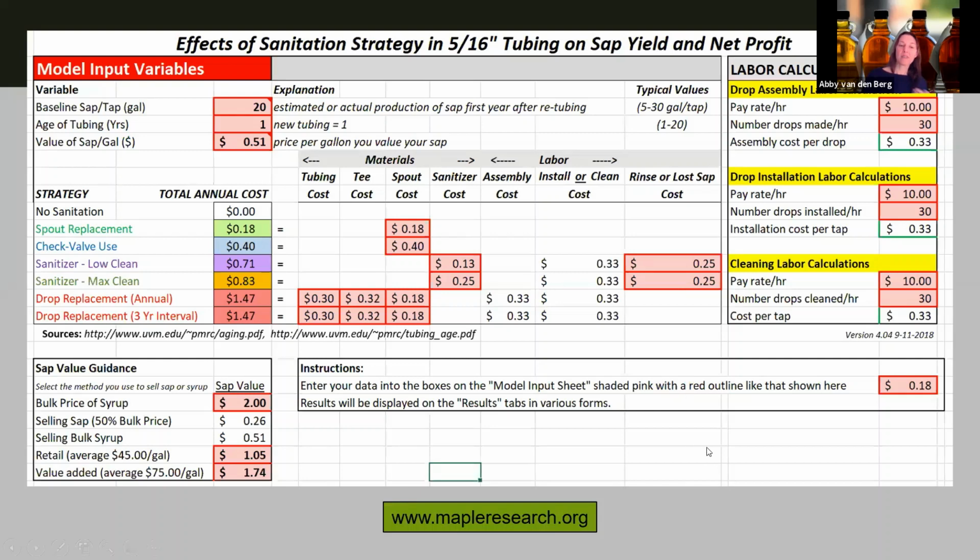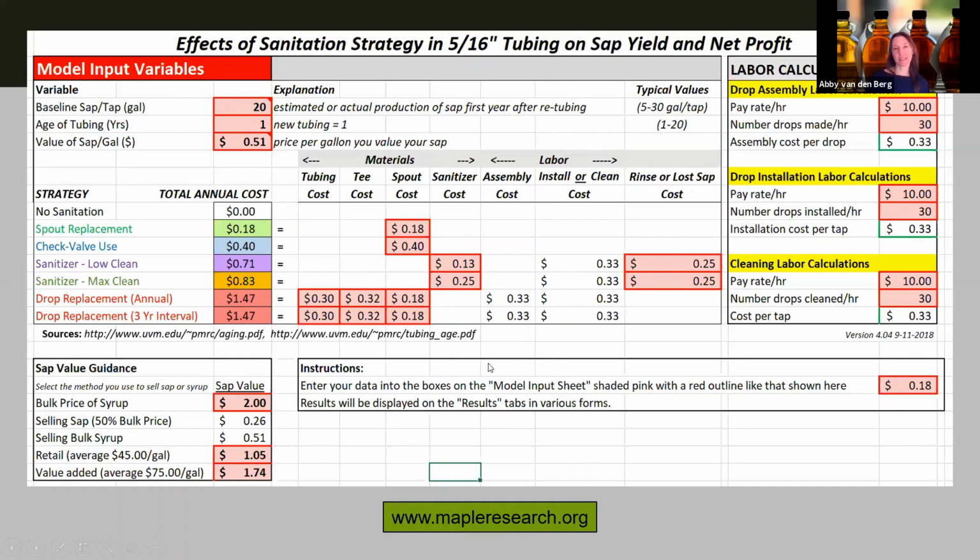And so we have this spreadsheet where you can input the variables from your system: your baseline yields, your labor costs, et cetera, and you can enter the characteristics of your operation to see which of these sanitation strategies may be the best net value for you. The lower the overall sap yield that you're getting to begin with, the less cost effective any of these strategies is going to be. So this really can vary quite a bit depending on your operation. You can download this at mapleresearch.org and try it out.